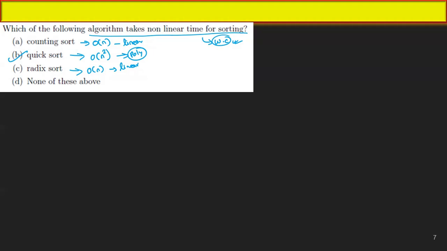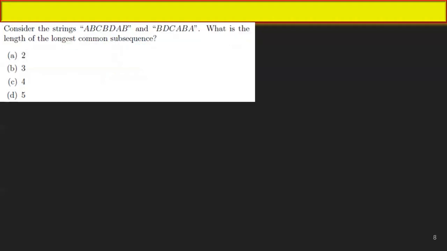Okay, next one. Longest common subsequence. Last time, the question I asked was which is the longest sequence. This time the question is changed to which is the longest string. Somewhat easy question comparatively.